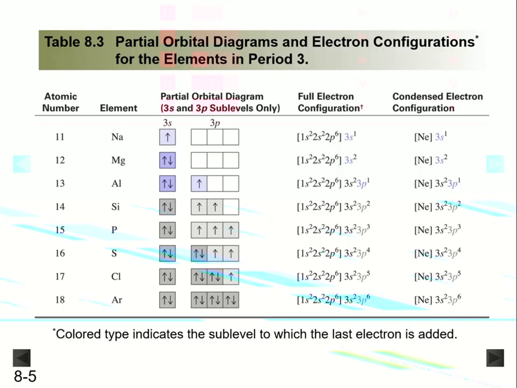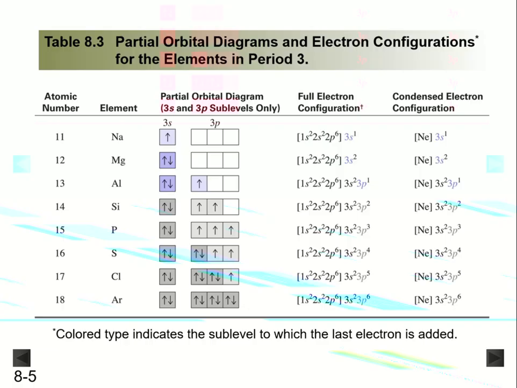And so for sodium, we put 1 in the 3s. Magnesium puts 2 in the 3s. Aluminum puts 2 in the 3s and 1 in the 3p. Silicon, 2 in the 3s and 2 in the 3p. And notice the 2 electrons in the 3p have parallel spins in separate orbitals. So the electrons have a little repulsion relative to one another, and so they tend to separate into different orbitals. Phosphorus has 3 electrons in the 3p sublevel, and they all separate.